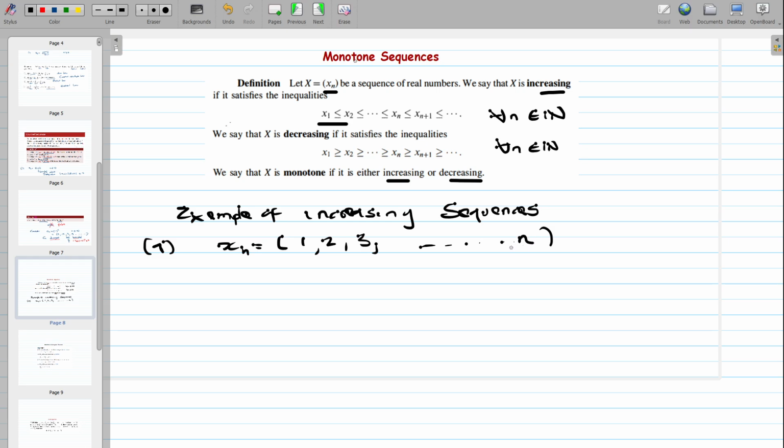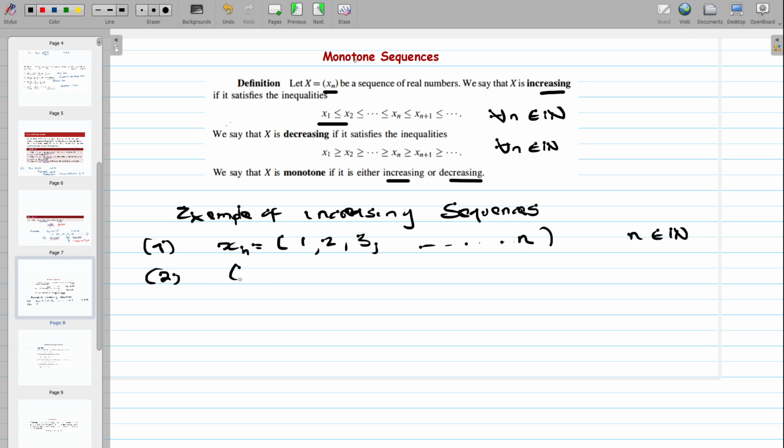Maybe to help you understand what is happening here, I'm just going to put n here, but then we can have an infinite sequence. Okay, so here n is coming from the set of natural numbers. So we see that this sequence is clearly an increasing sequence. Then example number 2 is the following sequence.